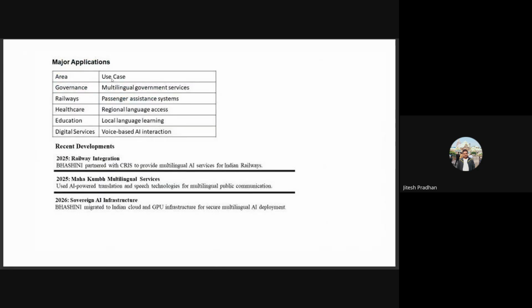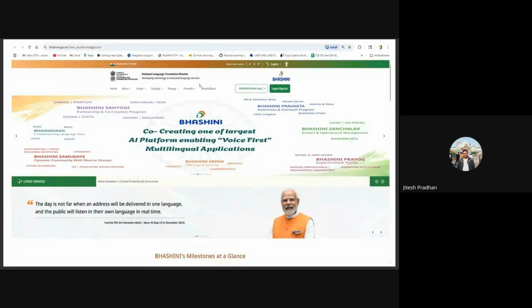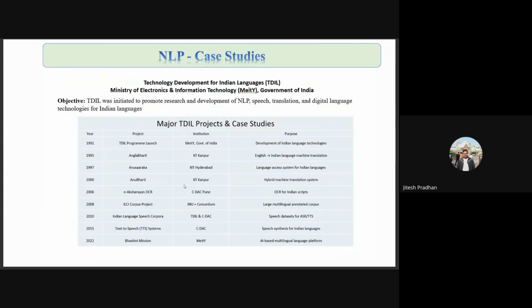These are the things that Bhashini does. Look at the use cases: it can be used in governance, railways, healthcare, education, and digital services. So these were the real-time case studies that the Indian government is funding. These are all funded by the Indian government.